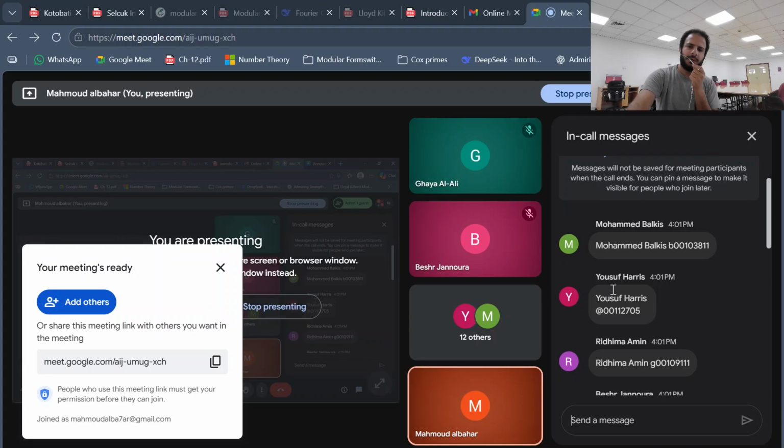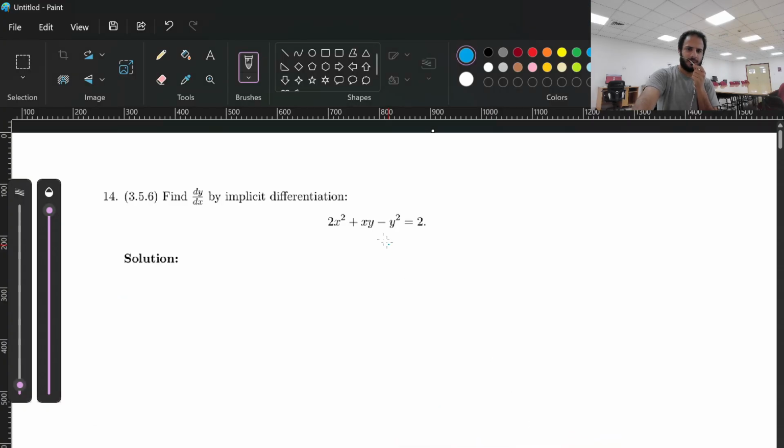Yusuf, can you help me with solving this? Yes. So we can just start by taking the derivative of the first term normally. It would just be 4x for x. And then we have plus, so this would be the product rule.